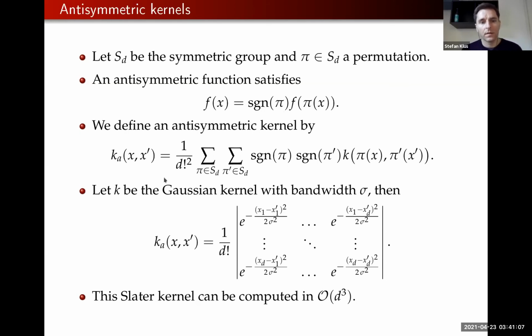And you can show that this Gaussian kernel that we mostly used for the approximation of all of these eigenfunctions can be written as a Slater determinant, which looks like this. And the advantage is that we don't have to go through all permutations explicitly, but we can express this as a determinant. The determinant automatically ensures that this kernel is anti-symmetric. So this can be computed in polynomial time.